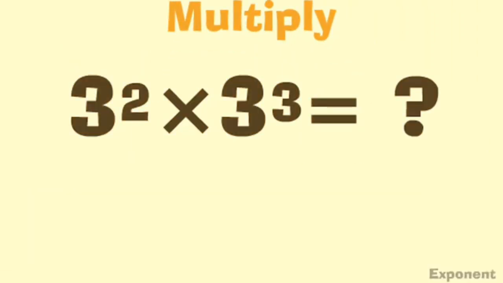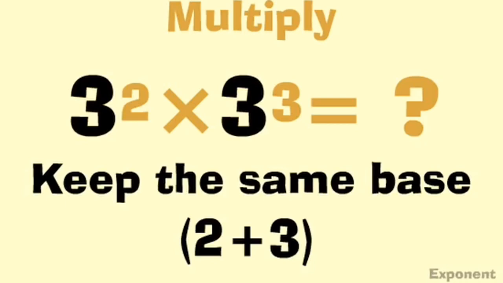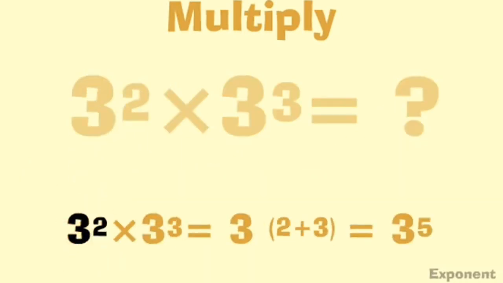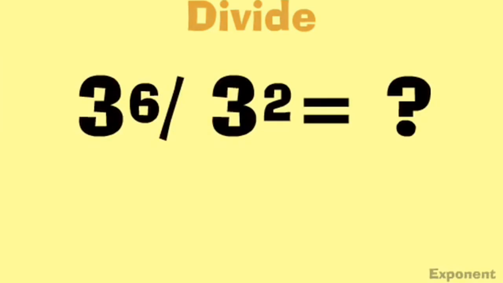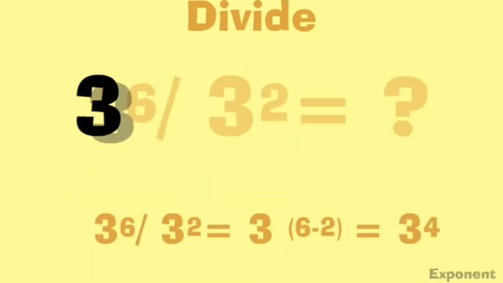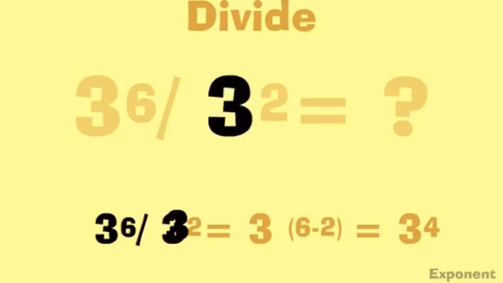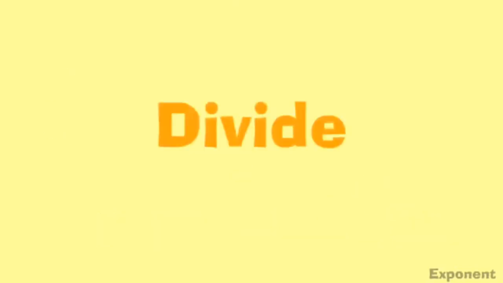When you multiply numbers with exponents that have the same base, you add the exponents and keep the same base. Example, 3 squared times 3 cubed equals 3 to the 2 plus 3 power equals 3 to the 5th power. When you divide numbers with exponents that have the same base, you subtract the exponents and keep the same base. Example, 3 to the 6th power divided by 3 squared equals 3 to the 6 minus 2 power equals 3 to the 4th power.